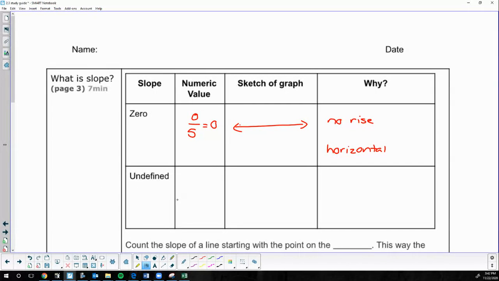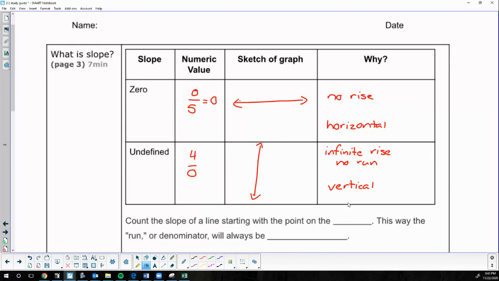Okay, undefined slope would look like this. Still dealing with a zero, but a different location. Okay, a zero on the bottom, you actually can't do that. So that creates a line like that, the vertical line. The reason that it has this is because what they call it is an infinite rise and no run. Okay, the bigger thing is that it creates a vertical line. Okay, so those are the quick overview.